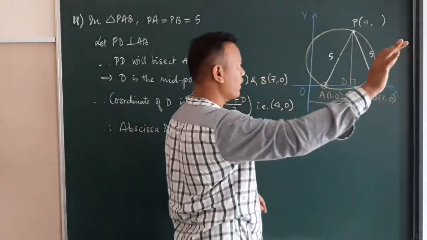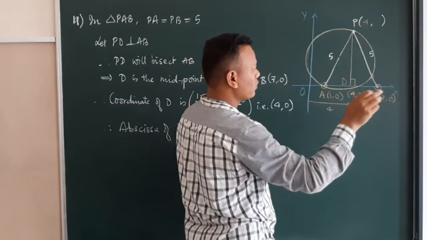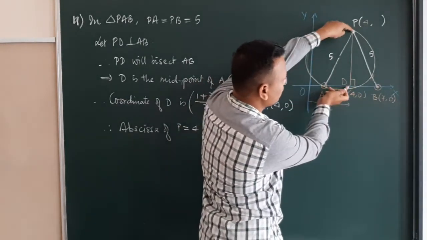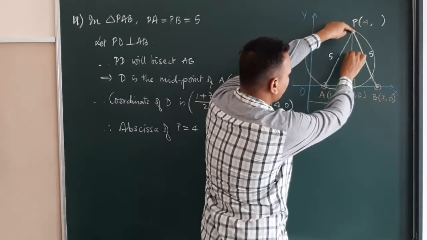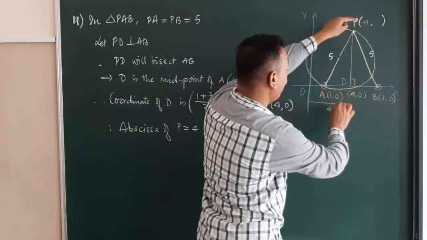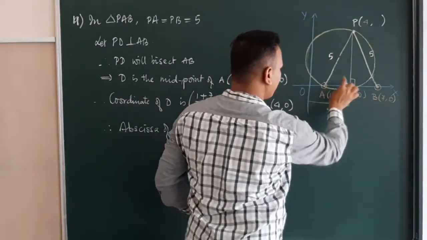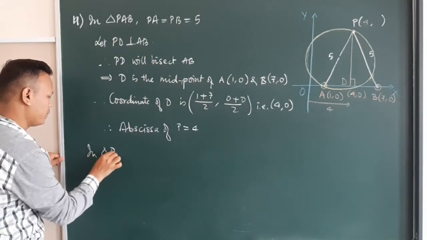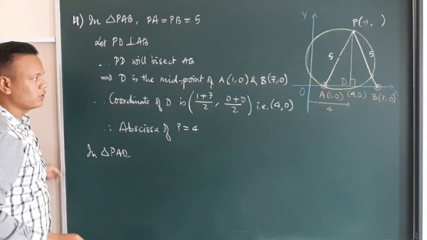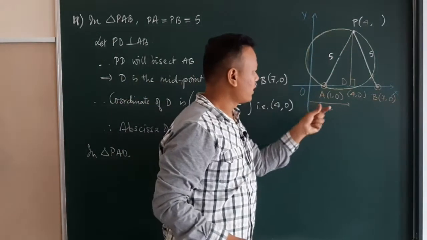Now we got the abscissa, now we need to find the ordinate, isn't it? In order to find the ordinate, see, ordinate means they are asking what is this height, isn't it? So in order to find this height, we'll make use of this triangle now, that is triangle PAD. So this is a right angled triangle out here.